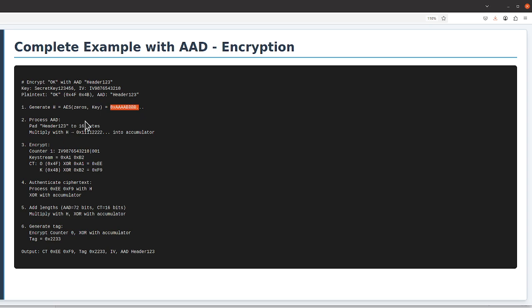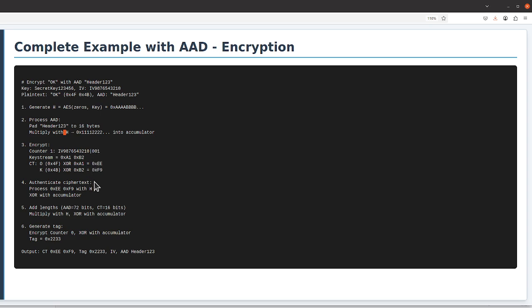Step 2. Process AAD next. We take header 123, which is 9 bytes, and pad it to 16 bytes to create a complete block. This block consists of header 123, followed by 7 zero bytes. We multiply this block with H in the Galois field. Let's say this produces a value beginning with 0x11 and ending with 44. This result then goes into our authentication accumulator.